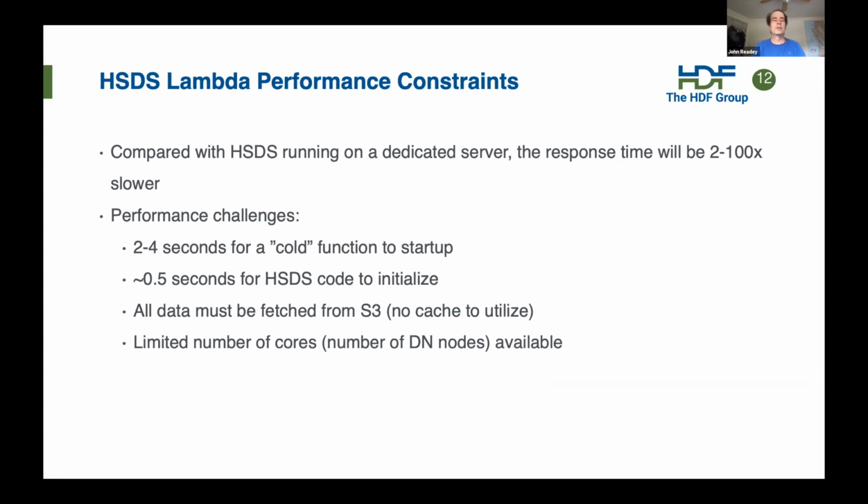So, performance constraints. With testing, we find that the response time is maybe 2 to 100 times slower than the equivalent HSDS request, depending upon what you're doing. And it's because of the startup costs, the time HSDS code needs to initialize, data being fetched from S3, and so on.